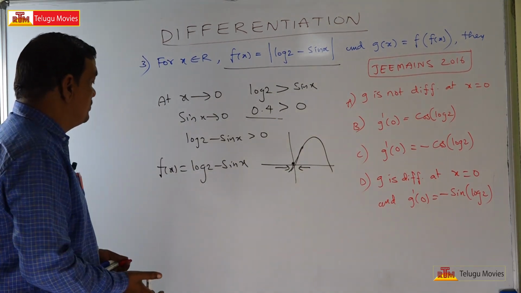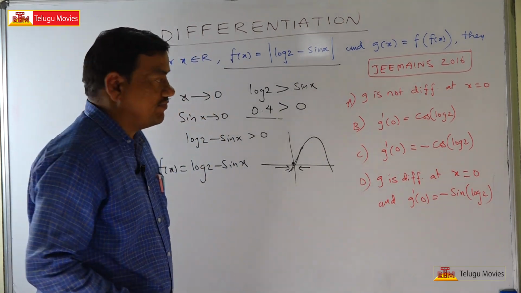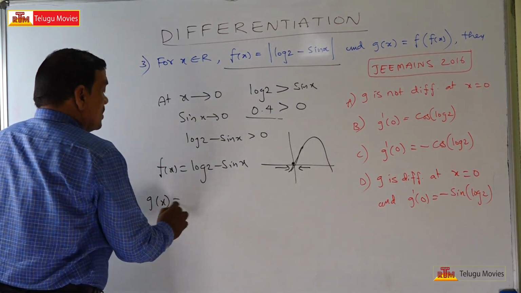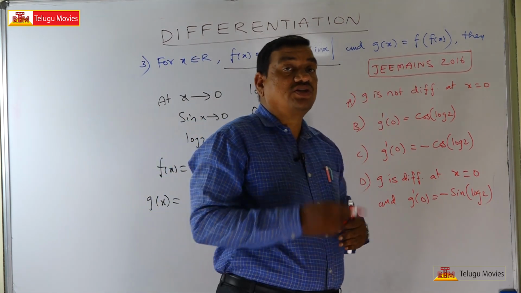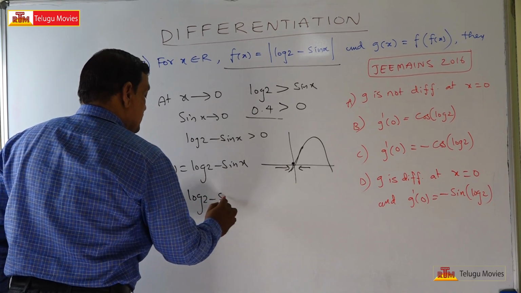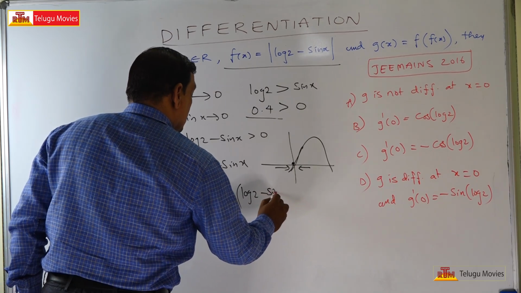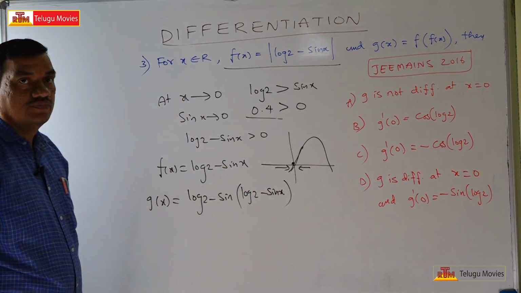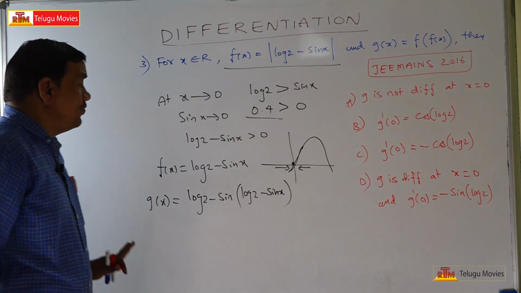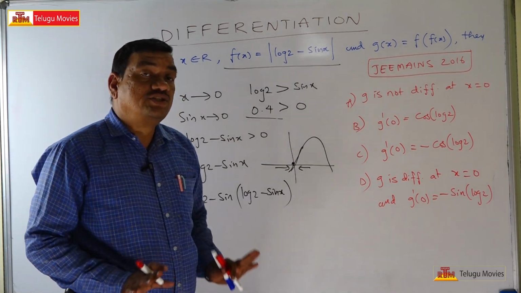Now we already got f of x, so find out f dash of x. To find f dash of x, we have to find g of x. What is g of x? It is a composite function, f of f of x. That means log 2 minus sin of, in place of x again, log 2 minus sin x. So this is g of x. G of x is equal to f of f of x. Now we have to check whether it is differentiable at x is equal to 0.